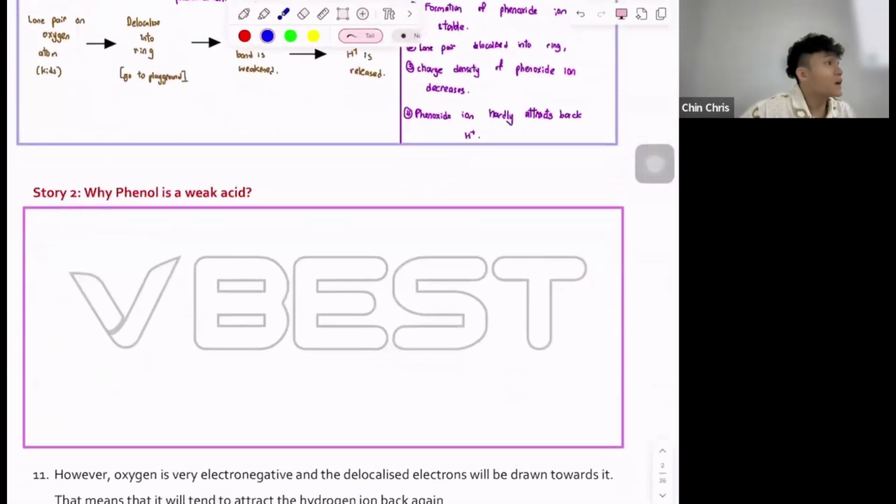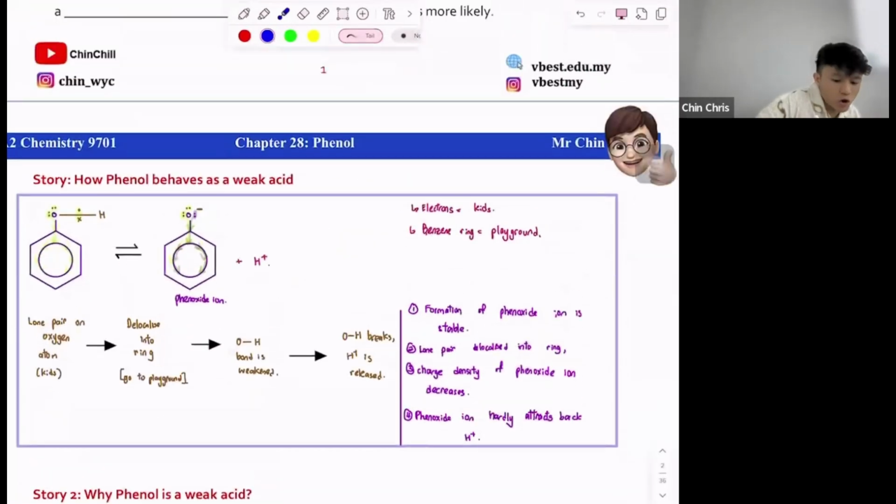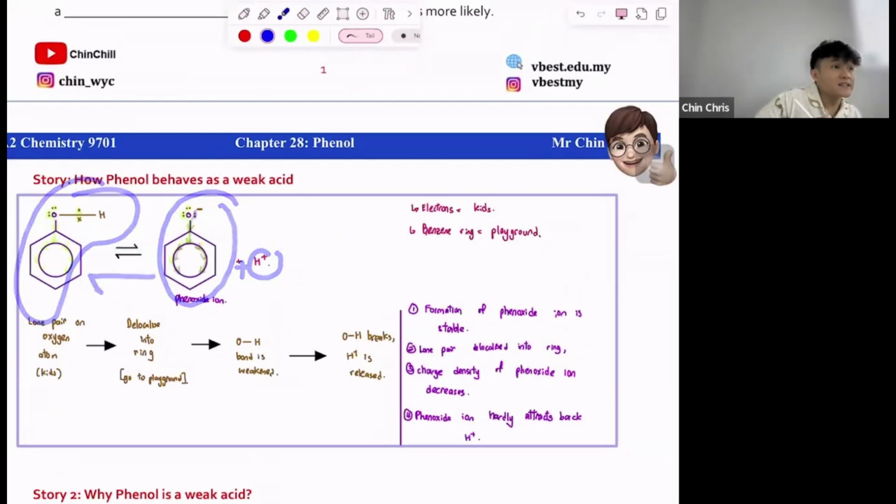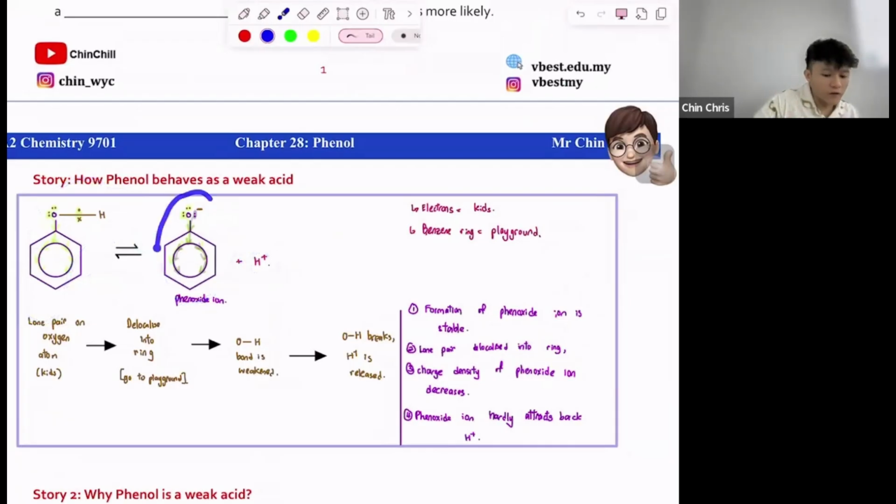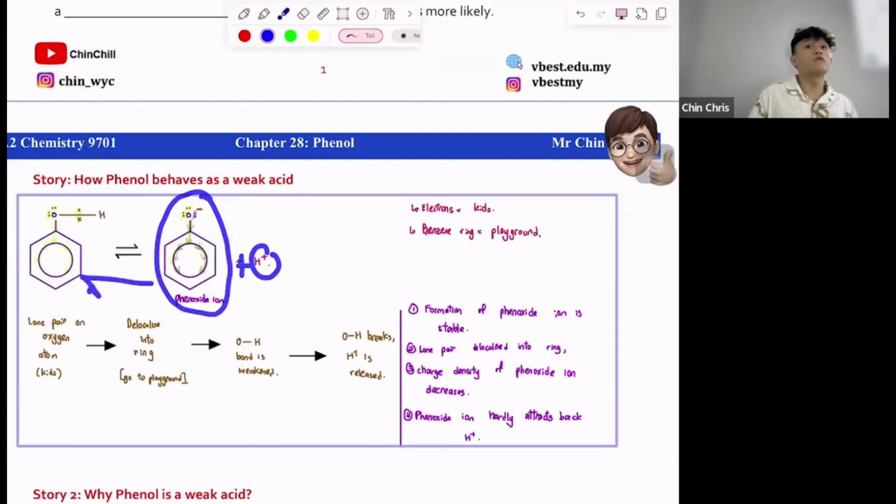Second, why is phenol a weak acid? What do you mean by weak acid? You see, by right, a strong acid is one directional. But phenol is a weak acid, which means there is still a tendency for a phenoxide ion to combine with an H plus to turn back into a phenol. One more time, it's a weak acid, which means there is a tendency for phenoxide to combine with H plus and go back to turn into a phenol.